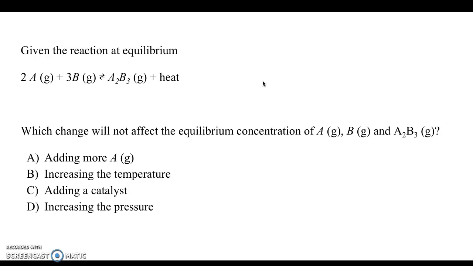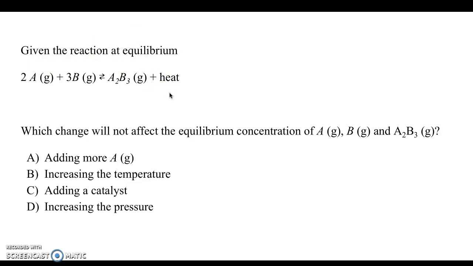So let's go through each one. If we add more A, increasing the concentration or decreasing the concentration of any products or reactants will always cause a shift. So you can pretty much automatically dismiss this one, but if we add A, we're definitely going to see a right shift to get rid of that excess.